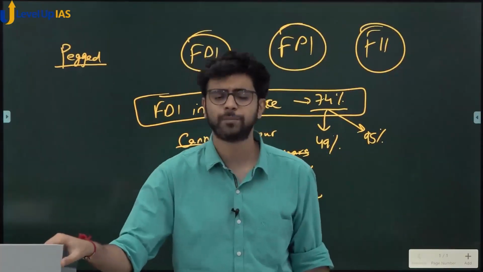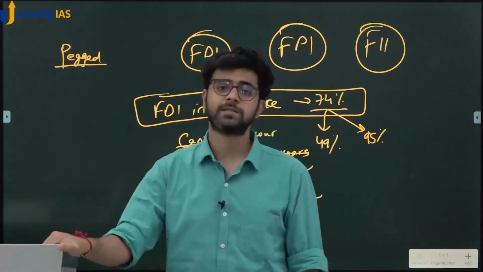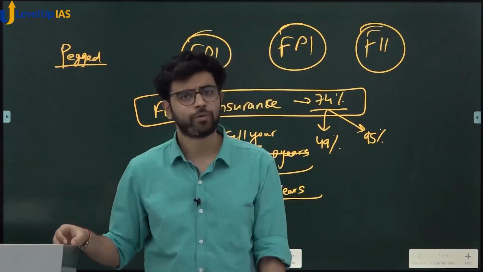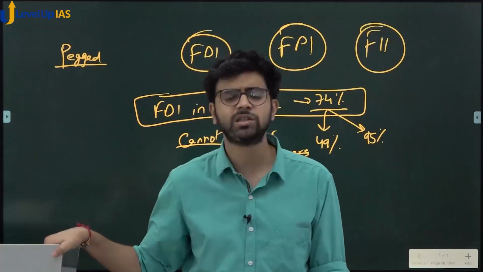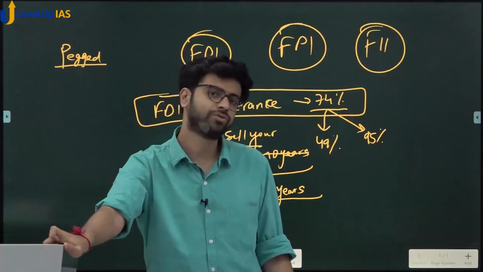Automatically you will be granted the approval. In case of approval route, government will scrutinize you on a case-by-case basis, and then if government is satisfied that yes, we require this, then it will go to the approval route. For example, if huge or massive investment is coming in one transaction, investment of billions of dollars, then obviously it cannot go under automatic route. It has to go under approval route.